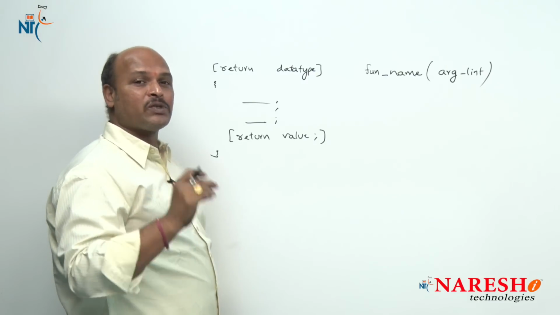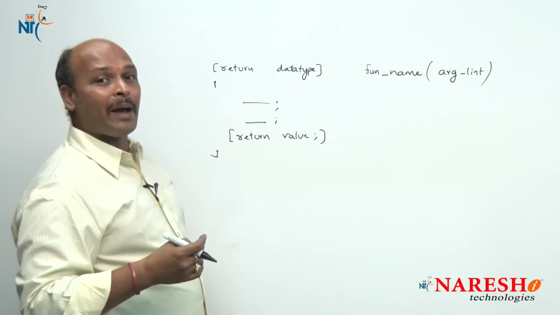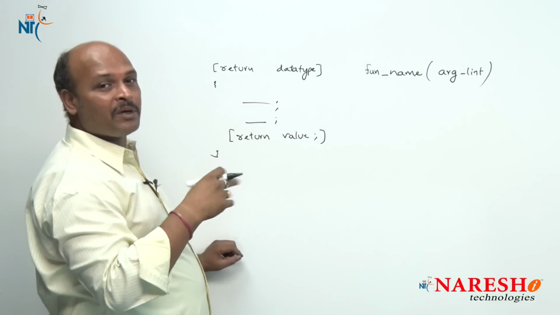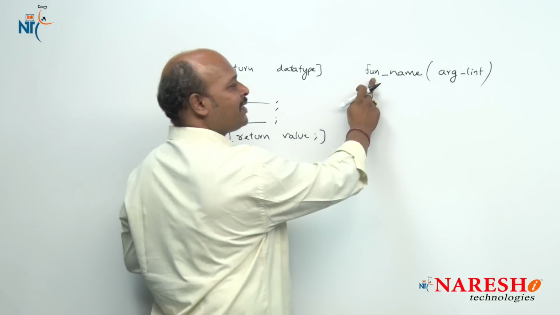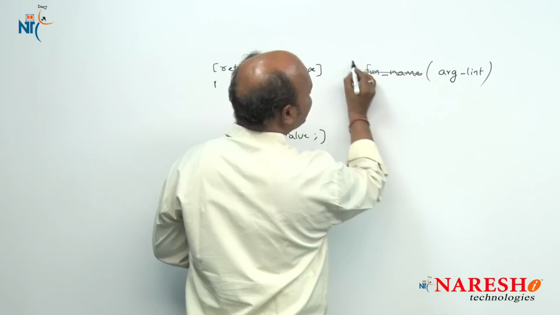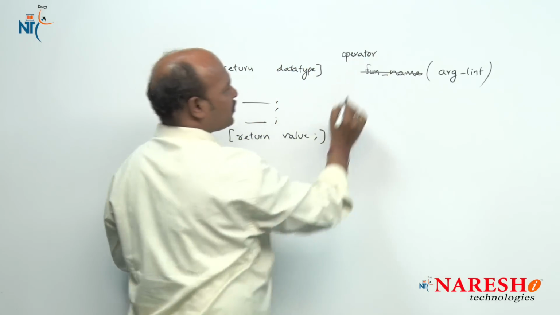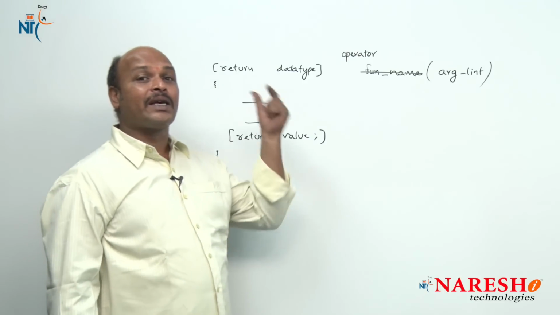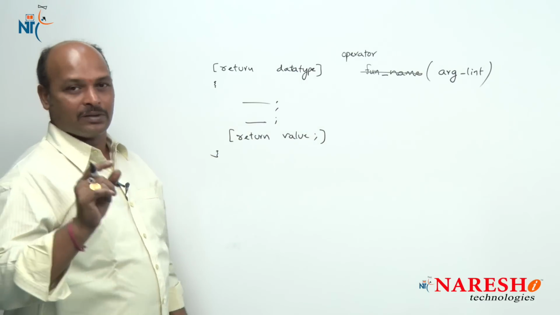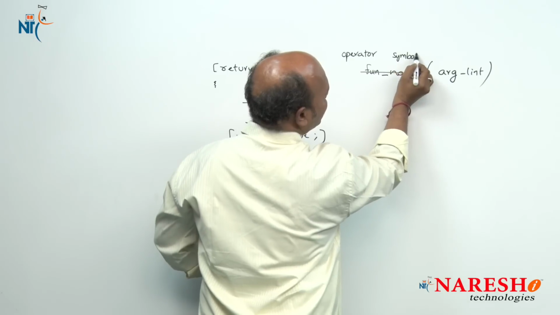Next, now the topic is what? Operator overloading. Now in operator overloading what happens? Here the return data type is the same. Next, in place of function, we are going to use first the operator keyword. Here operator is a keyword. First of all you have to start with the operator keyword. Next the operator symbol. That is all.